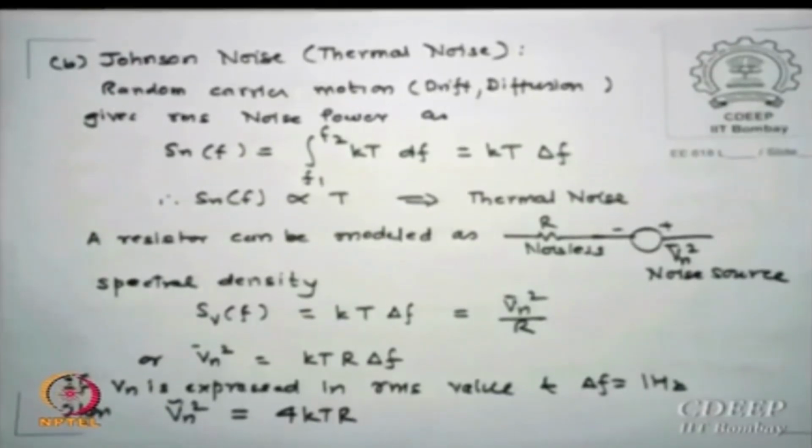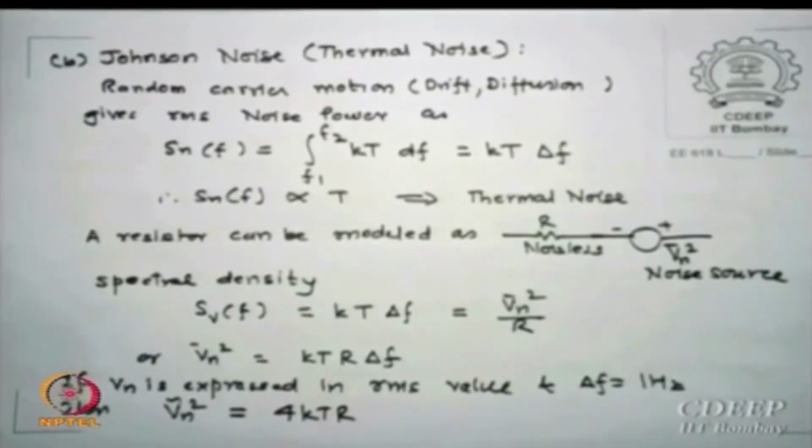So now you can see from here that the noise voltage of a resistor is a function of temperature and a function of the resistor value itself. If I see a Vn square, and if Vn square has something to do with the resistor, what is the current in this?